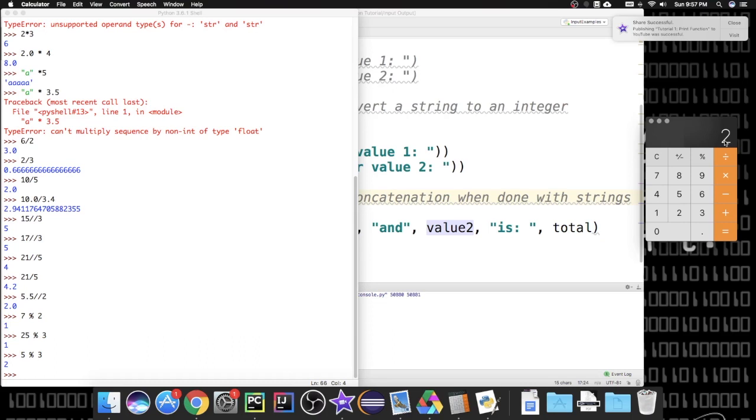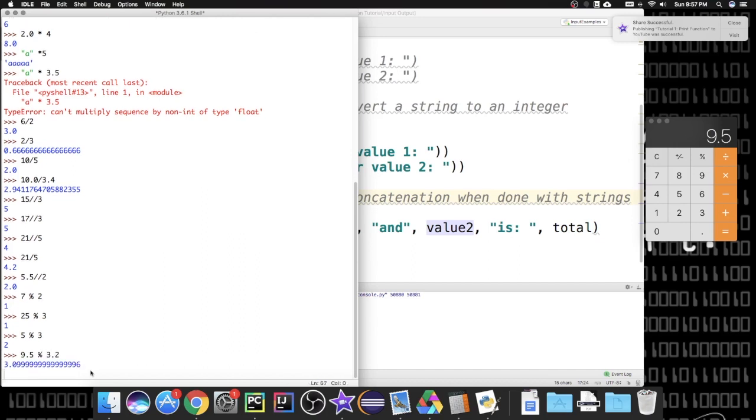Can you do it with decimals? Yes, you can. If I took something like 9.5 and modded it by 3.2, it'll do it. It's just that the number doesn't really mean a whole lot to anybody, because oftentimes when we're talking about remainders, we're really looking for integer parts anyway, so you're going to be doing this operation with integer type values for the most part. Again, the modulus operator doesn't make a whole lot of sense with strings. You'll use it mostly with integers.